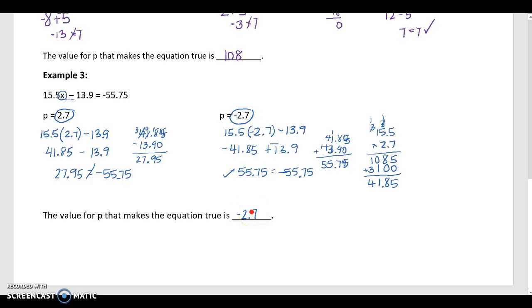So basically today what I need you to take away is understanding how to just plug in a number for the variable to either check and see if the answer is correct that they give you, or to verify that the answer that you found or what you solved for x for is accurate.